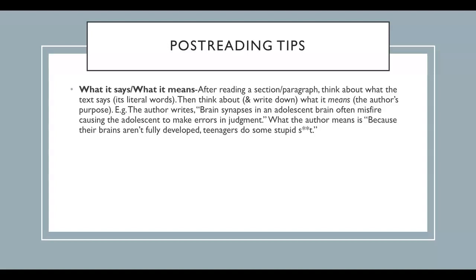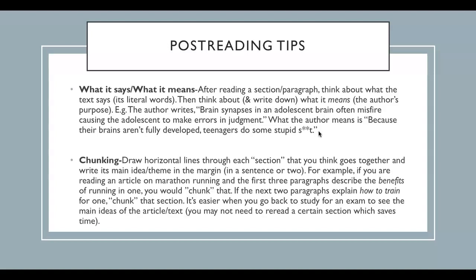So for example, I have here, the author writes, brain synapses in an adolescent brain often misfire, causing the adolescent to make errors in judgment. So that is what the author says. What the author means is, because their brains aren't fully developed, teenagers do some stupid stuff, right? So that's more of the meaning of what the author said.